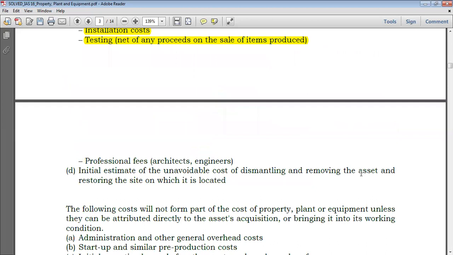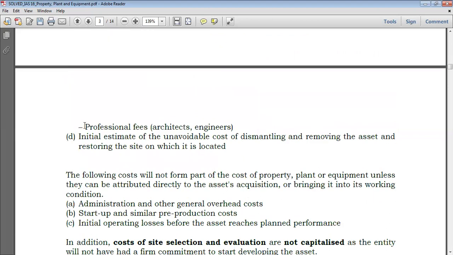And then you can have further costs like professional fees. Let's say when installing, a professional came to give you advice on what to do, or maybe to make sure that your plant is well installed. You have to pay them.